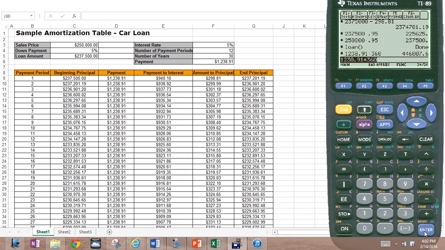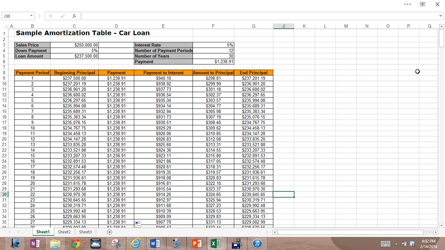We're paying back $446,000. If we take out the $237,500 that we borrowed, we are paying $208,500 in interest. The amortization table shows all of that.